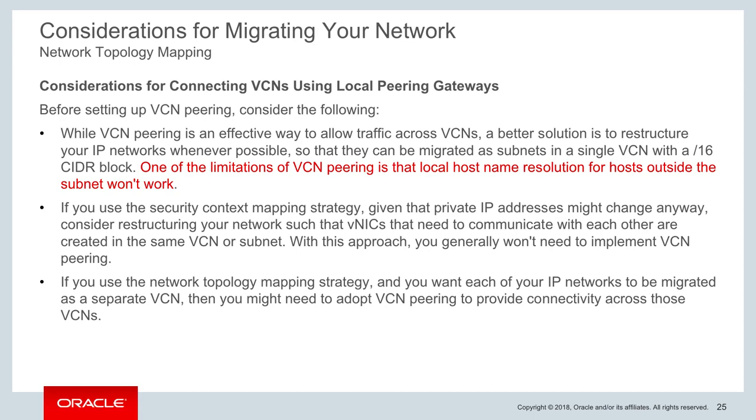If you use the security context mapping strategy, given that private IP addresses might change anyway, consider restructuring your network such that VNICs that need to communicate with each other are created in the same VCN or subnet. With this approach, you generally won't need to implement VCN peering. If you use the network topology mapping strategy and you want each of your IP networks to be migrated as a separate VCN, then you might need to adopt VCN peering to provide connectivity across these VCNs.